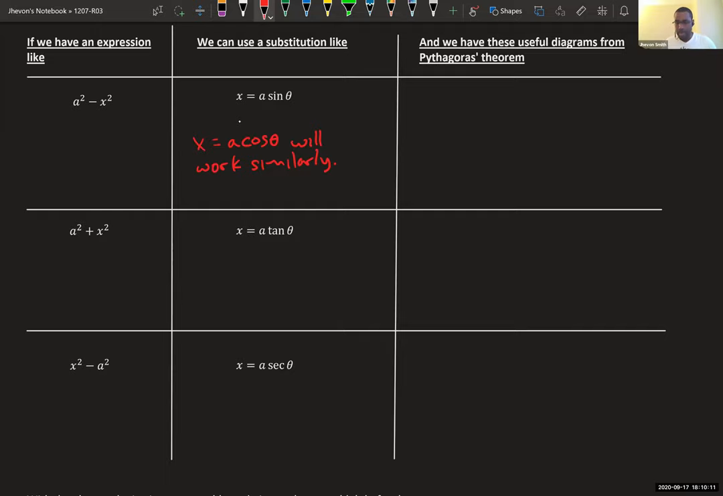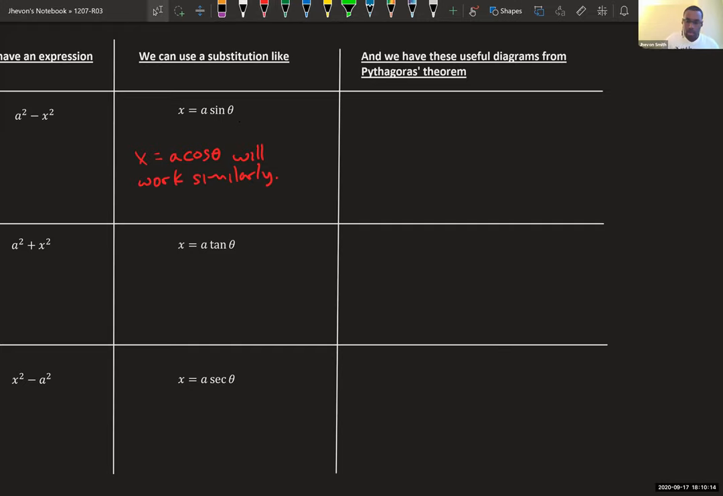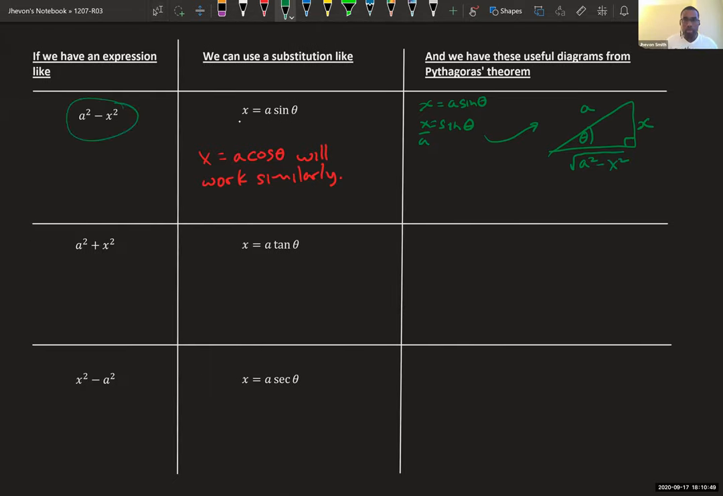Now, what does that mean? This would mean, for example, if my x is equal to a sine theta, this means that x over a, I can think of that as sine theta. And so this leads to a triangle where x is the opposite, the hypotenuse is a, and the adjacent by Pythagoras' theorem would be the square root of a squared minus x squared, which is actually, you'll see this term pop up right back again, right? That's going to be very useful later.